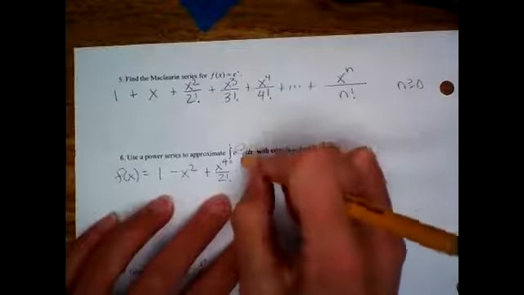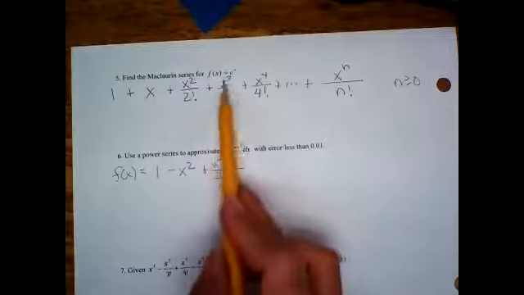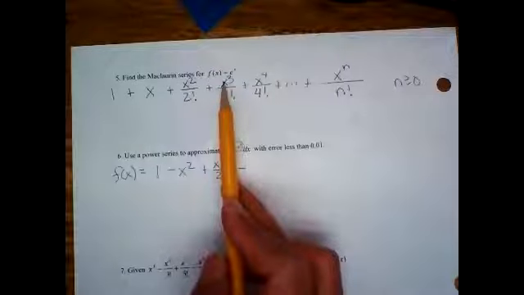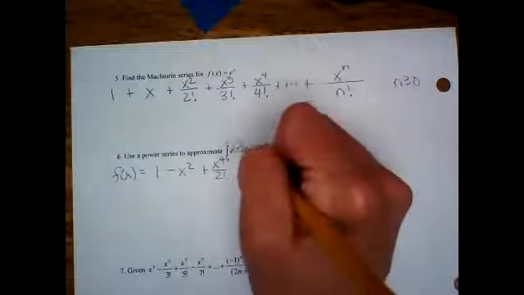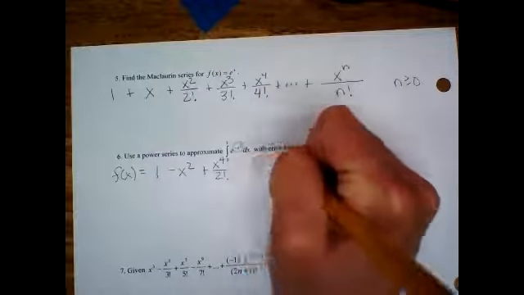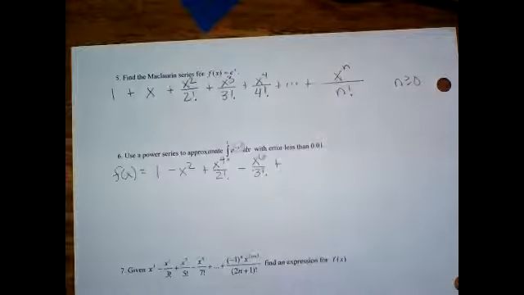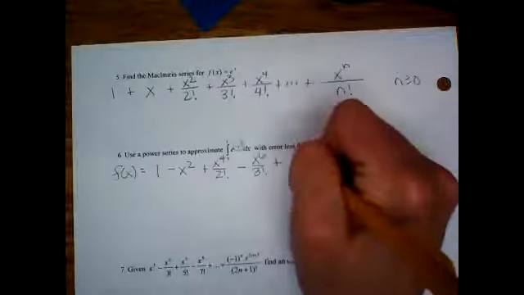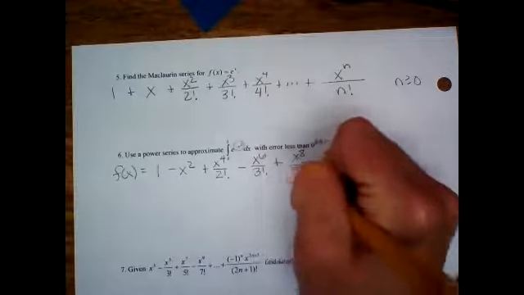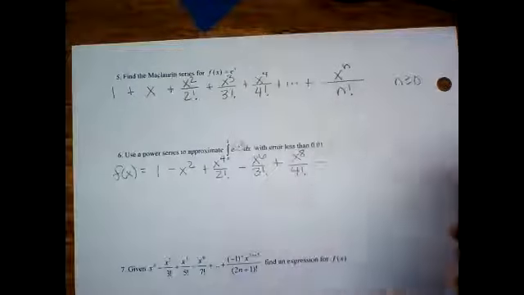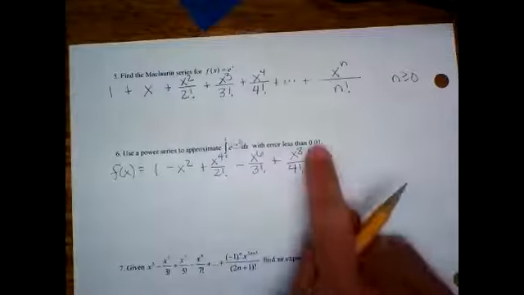Oh, now this one will be negative. It's going to do every other one. So if you plug in negative x squared right here, it'll give you negative x to the sixth, good, over 3 factorial. And then the next one will be x to the eighth over 4 factorial. Let me do one more because actually I can't remember how far we have to go to get this error.